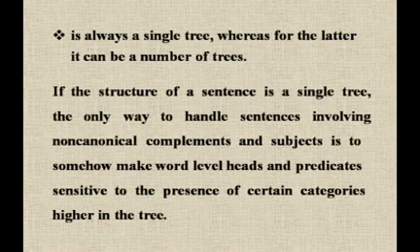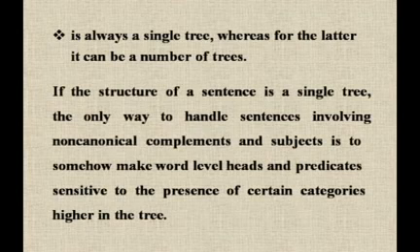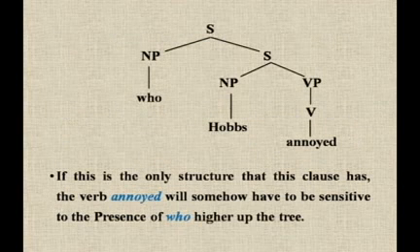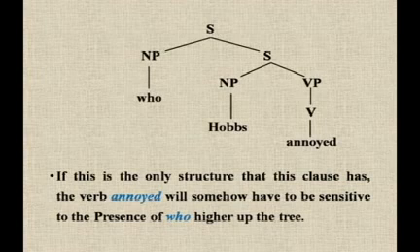If the structure of a sentence is a single tree, the only way to handle sentences involving non-canonical complements and subjects is to somehow make word label heads and predicates sensitive to the presence of certain categories higher in the tree. We can illustrate this with the various examples we have considered. We can look first at the subordinate clause in 2. I wonder who Hobbs anointed. This will have something like the following structure.